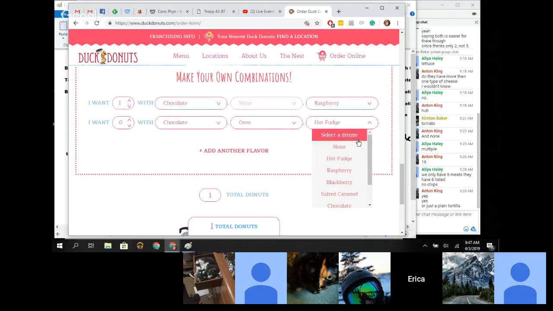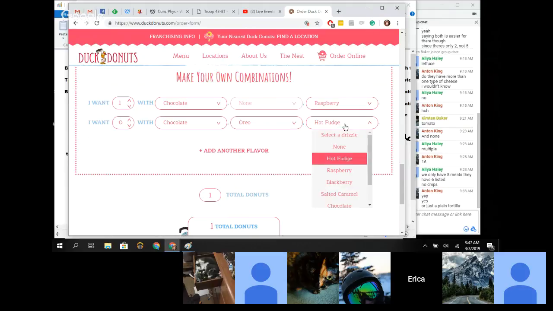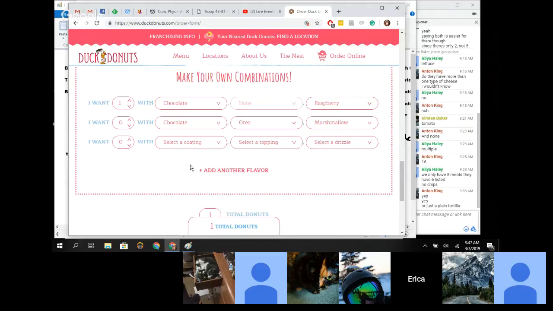And then after that, you can put a drizzle on top of that. So this is the covering of your donut, right? You have your plain donut, you put a chocolate glaze over it, then you put Oreo crumbles, and then over top you put a drizzle. So you could do none, hot fudge, raspberry, blackberry, salted caramel, chocolate, vanilla, or marshmallow. Sure, let's go for marshmallow. And then you can keep making combinations from there.